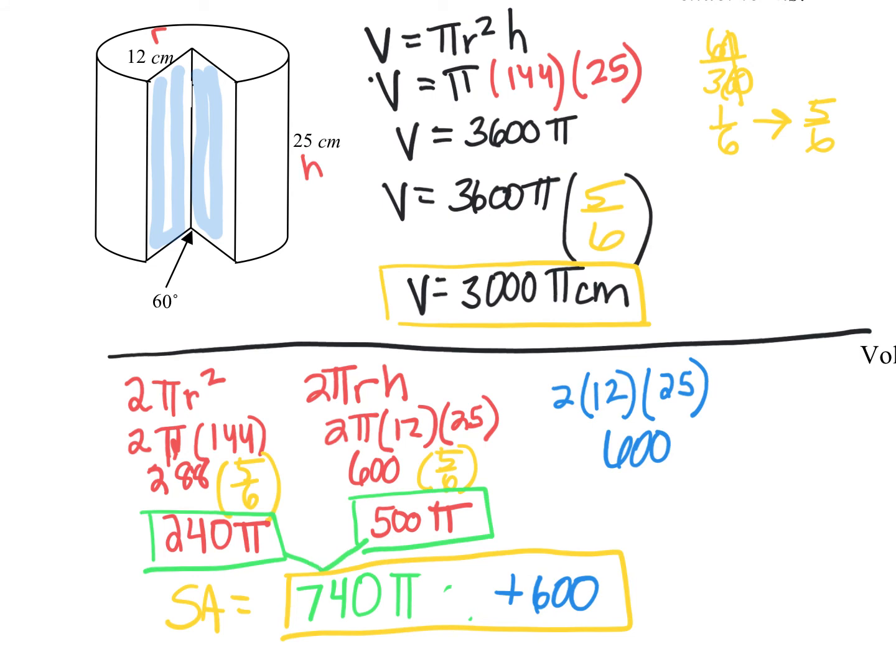Now what is remaining for the surface area is this area right here. There are 2 rectangles. So I said that I'm going to take 2 times 12 times 25, since the dimensions here would be 12 by 25, and there are 2 of them that would be the same, and that is going to give me 600. So our surface area is 740 pi plus 600.